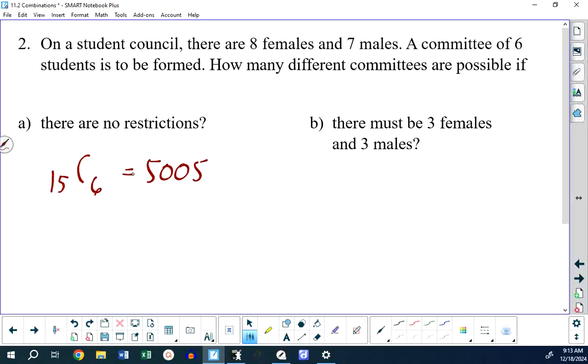So now things appear to get complicated, but they're not. How many ways are there to select committees if there are 3 females and 3 males on the committee? Well, what do you have to do? You have to choose 3 females and you have to choose 3 males.